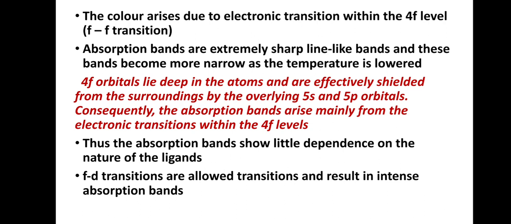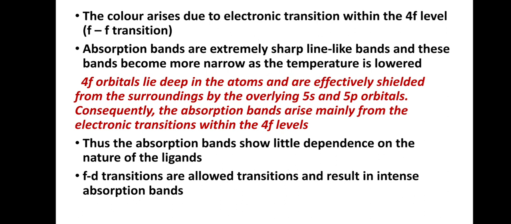So what is the reason that in some cases the number of unpaired electrons is the same but the colors are different? What could be the probable reason for this? How does the color arise? The main reason is that the color arises due to electronic transitions within the 4f levels. That means f to f transition is working here. As far as the absorption bands are concerned, they are extremely sharp, line-like bands, and these bands become narrower as you decrease the temperature.